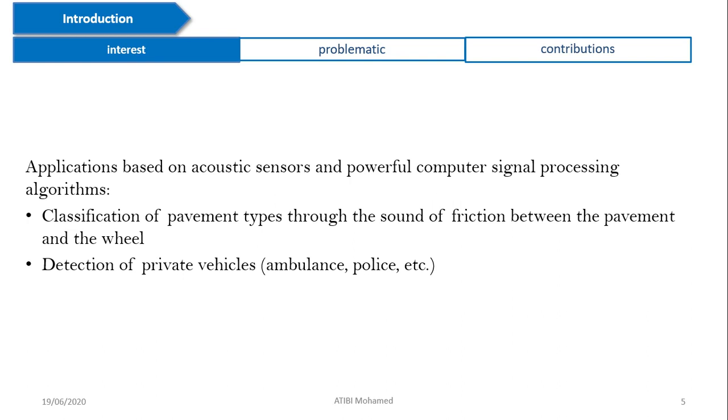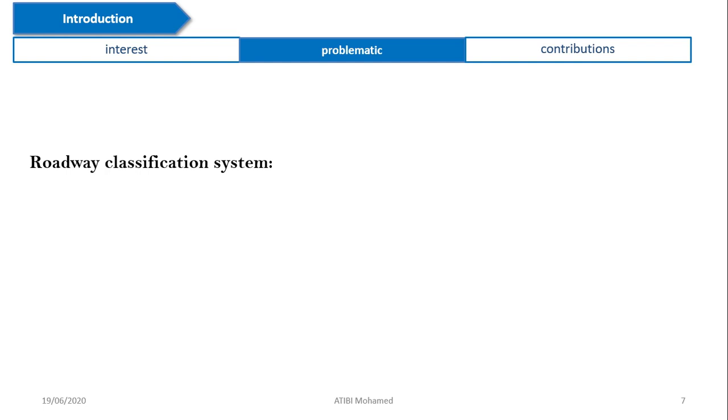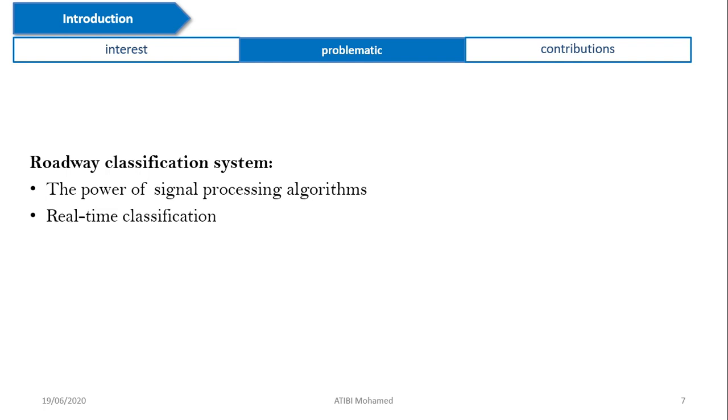Classification of roadway type based on the interaction between the pavement and the wall. Detection of priority vehicles like ambulance and police. In this context, our work focused on the design of a roadway classification system based on the sound emitted by tire road interaction. The problem to which this work responds is based on the following axes: the power of signal processing algorithm, real-time classification, and functional autonomy. To this end, several contributions are made in this work.